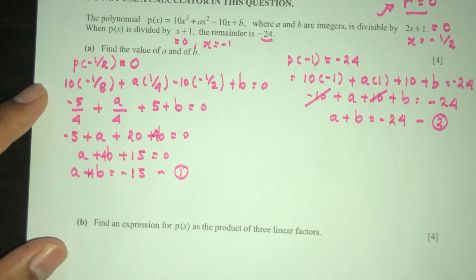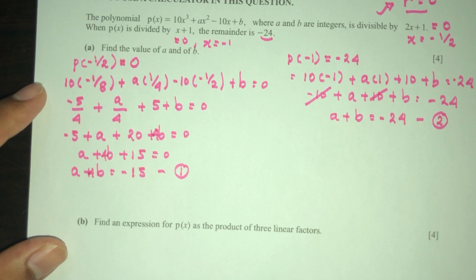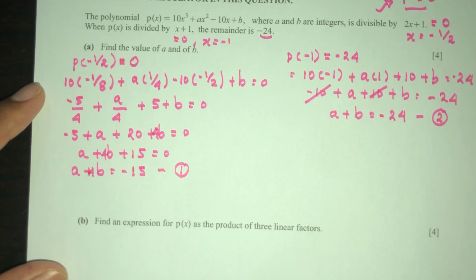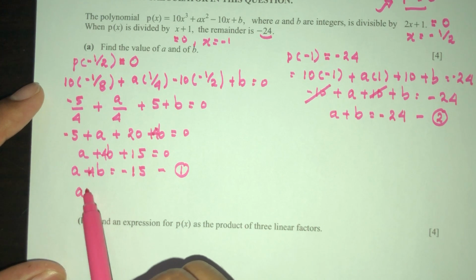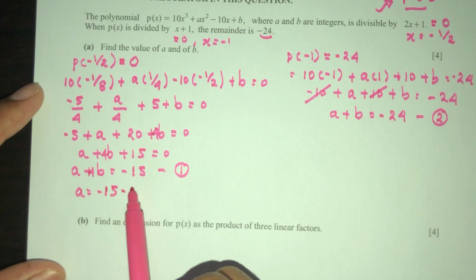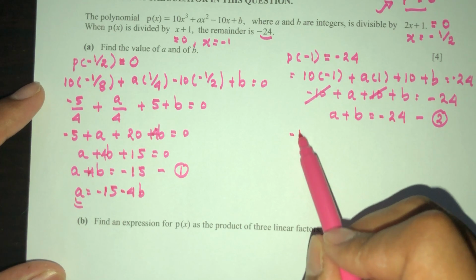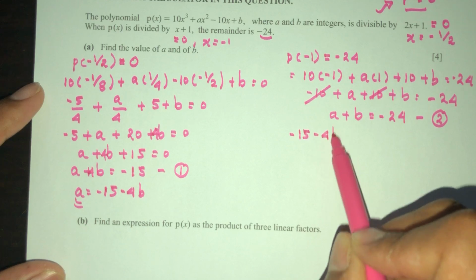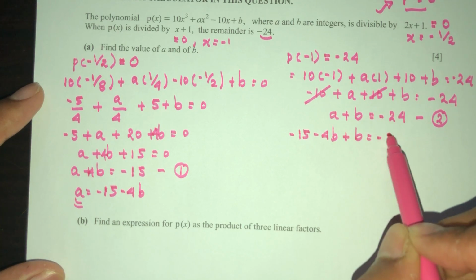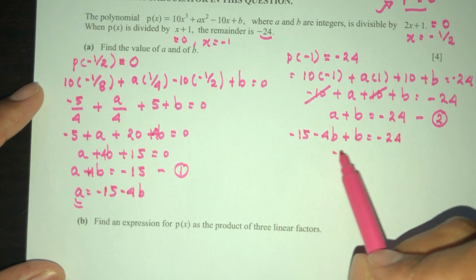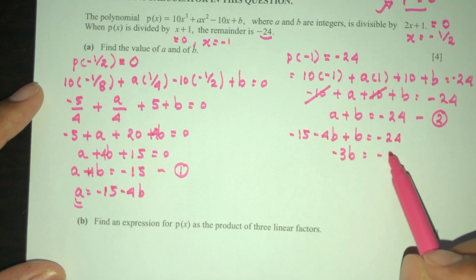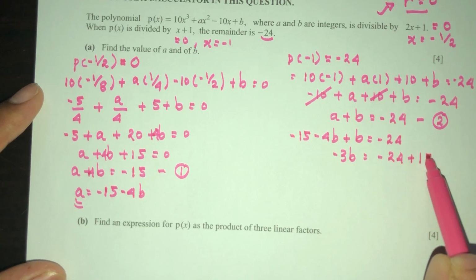This is 4b. Okay, cool. Now I have a valid equation. Now a is equal to -15 minus 4b. Replace a in here, you will have -15 minus 4b plus b is equal to -24. Now it becomes -3b is equal to -24 plus 15.